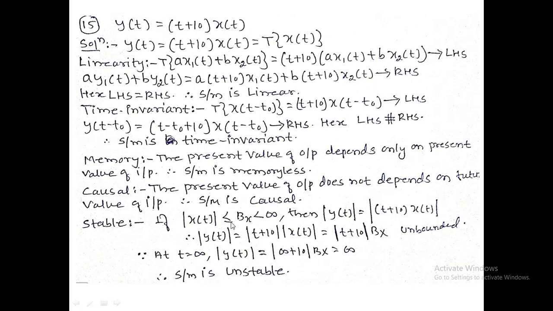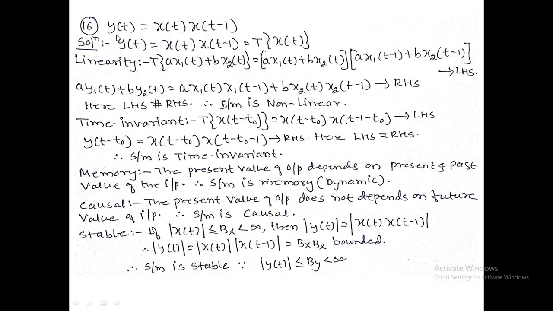For the bounded input, now I have to calculate the magnitude of y of t. The magnitude of y of t is equal to magnitude of t plus 10 into x of t. Separate this one. Magnitude of x of t is Bx. Therefore, magnitude of t plus 10 into Bx at t equals infinity, infinite plus 10, infinite into Bx is infinite, and output is unbounded. Therefore, the system is unstable.